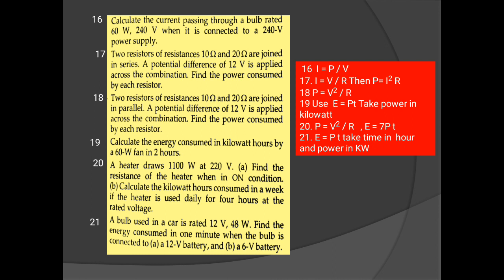Question 21. A bulb used in a car is rated 12 volt 48 watt. Find the energy consumed in 1 minute when the bulb is connected to A, a 12 volt battery and B, a 6 volt battery. Here you can use E equal to power into time. Take time in hour and power in kilowatt.